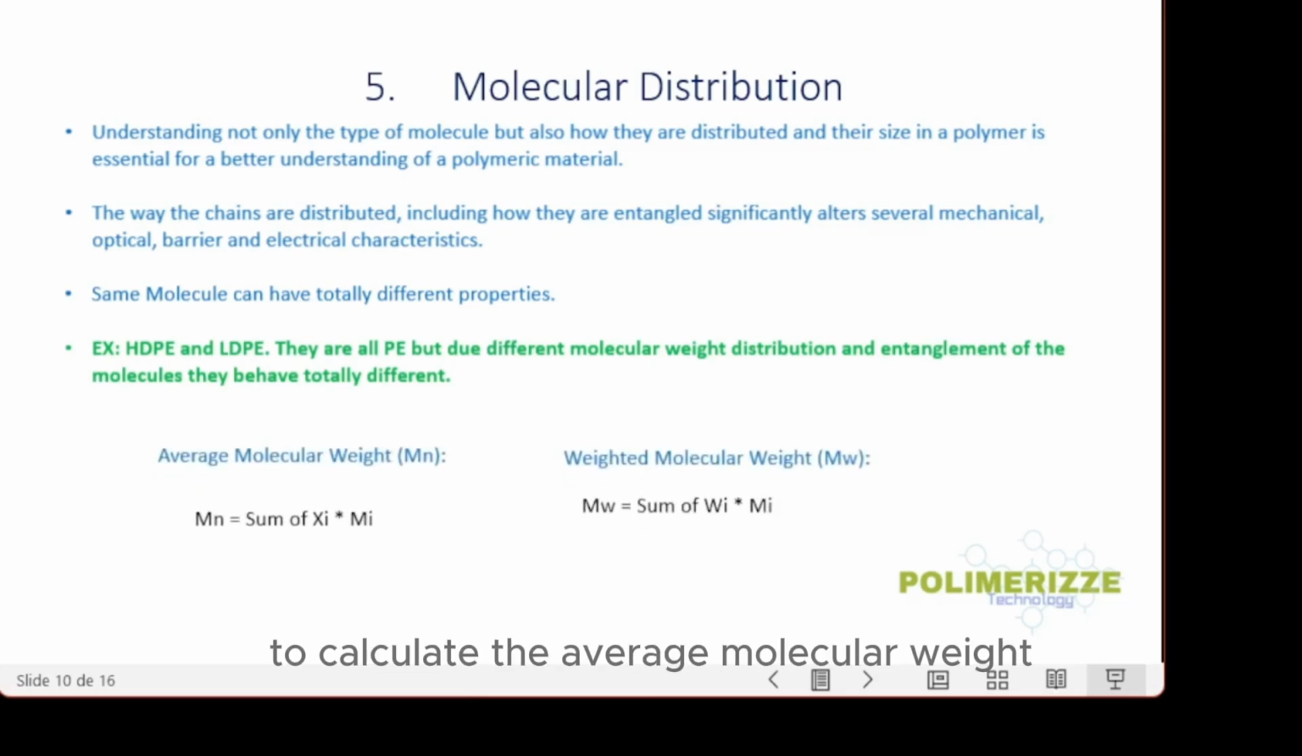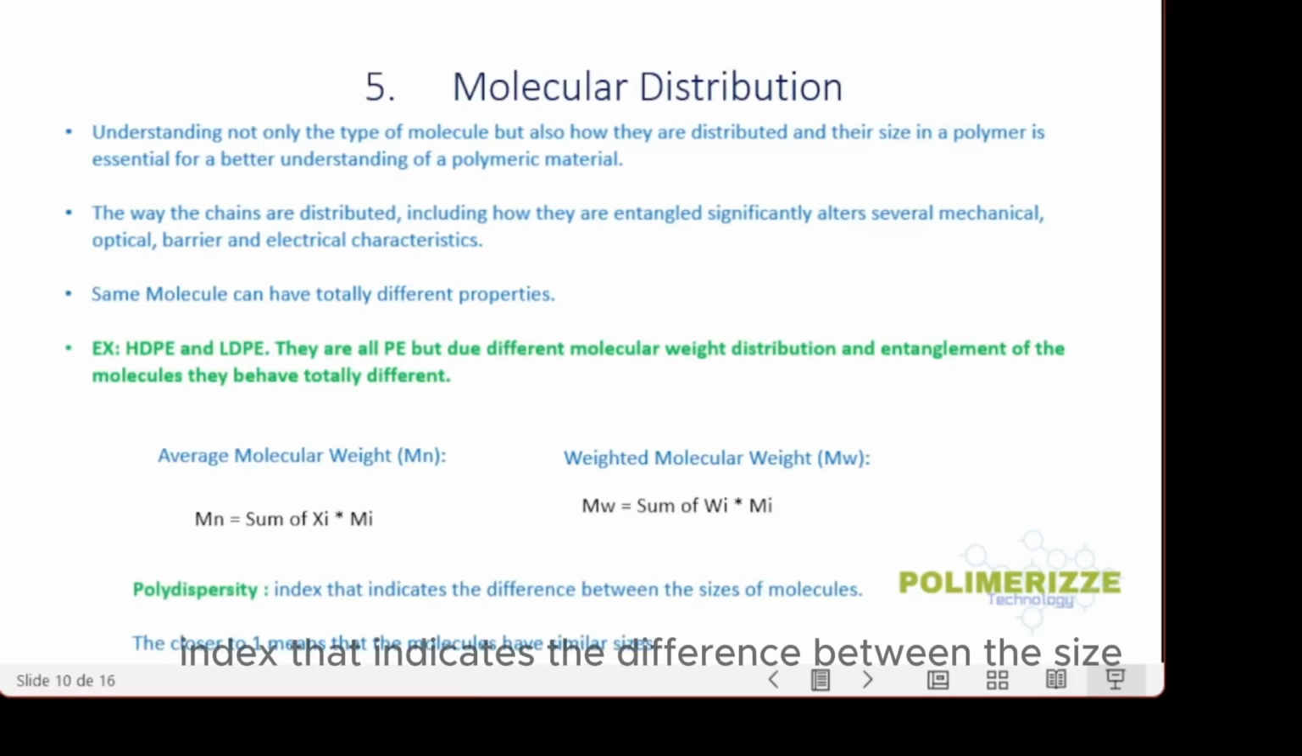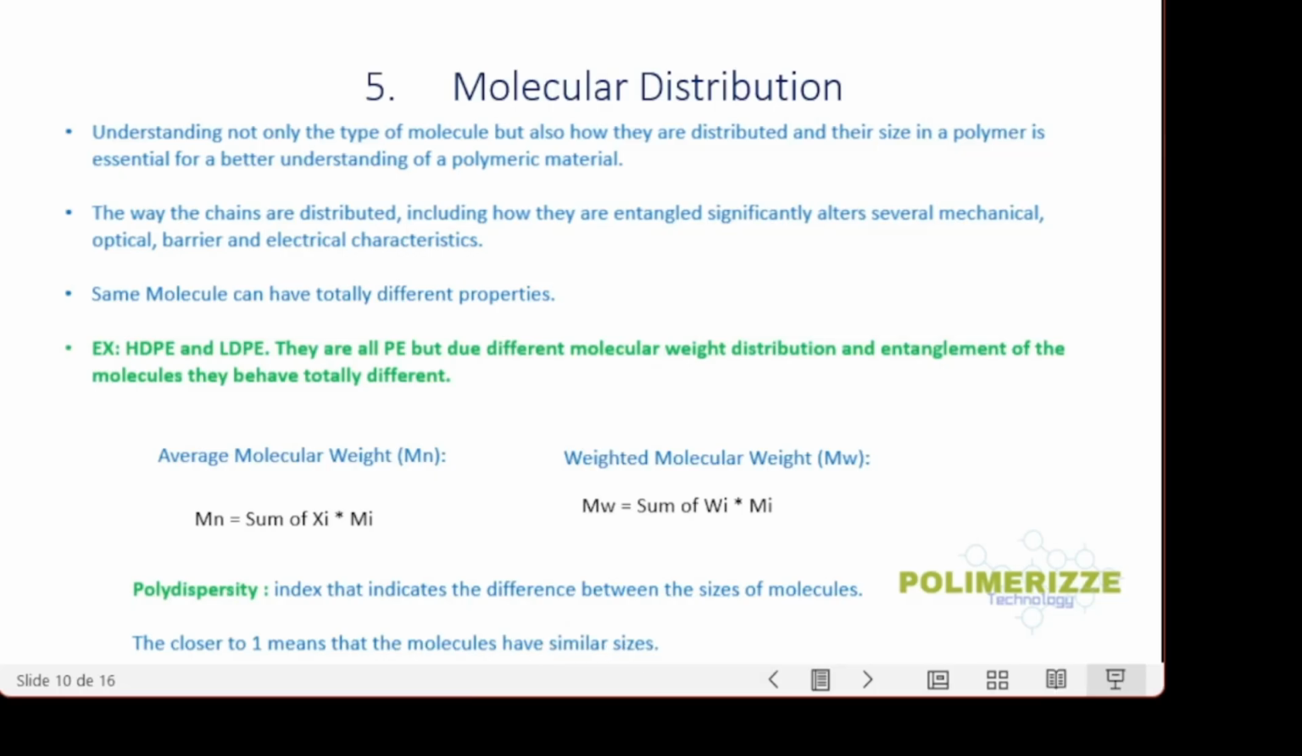It is possible to calculate the average molecular weight or the weighted molecular weight, which is more practical and realistic. There is an important concept here called polydispersity. It's an index that indicates the difference between the sizes of molecules. Polydispersity closer to 1 means that the molecules of the polymer have similar sizes. Meanwhile, if the polydispersity is much different from 1, it means that the molecules of a polymer have various sizes and different weights.